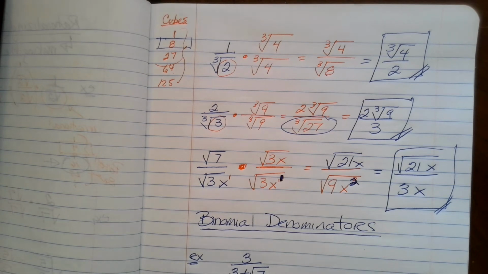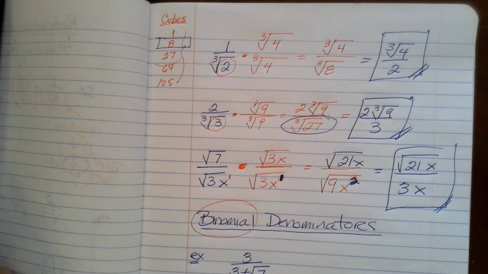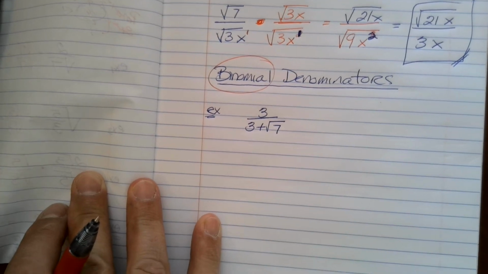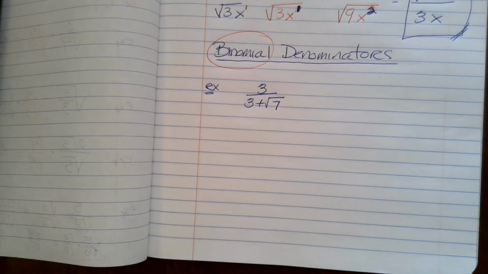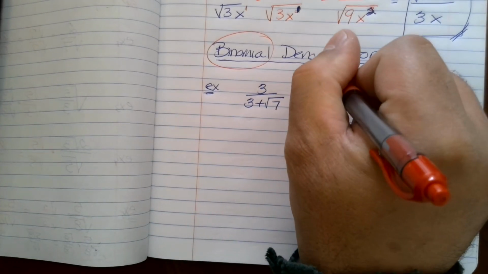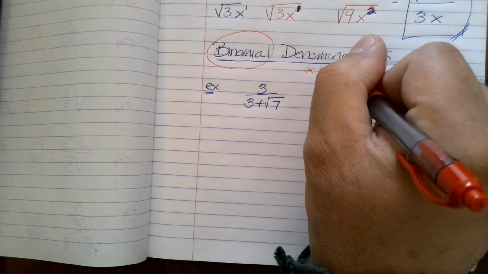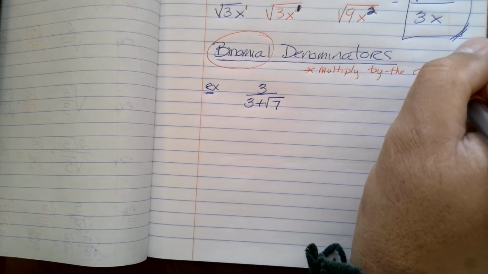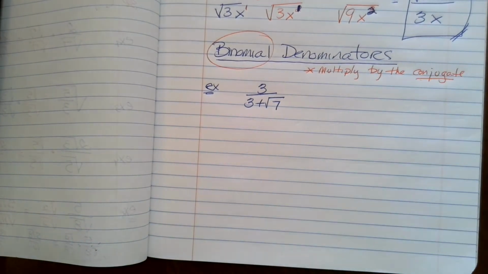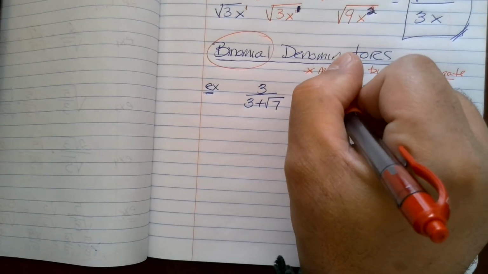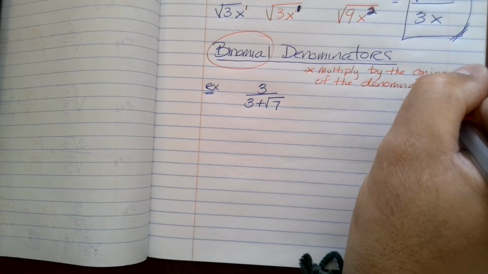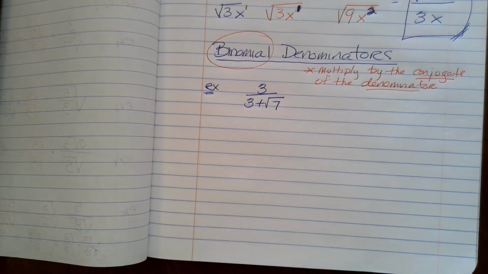Let's look at binomial denominators. If the denominator is a binomial, has 2 terms, and has a radical in it, what we need to do is multiply by the conjugate, which we discussed what a conjugate was. The conjugate of the denominator. Since we're rationalizing the denominator, our focus is on the denominator only.